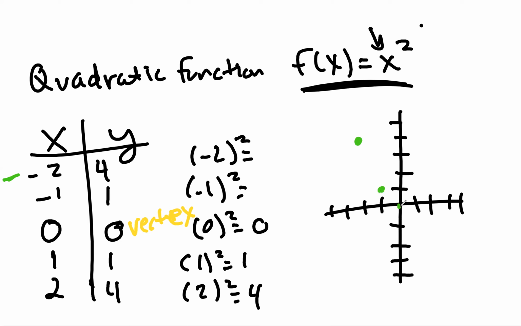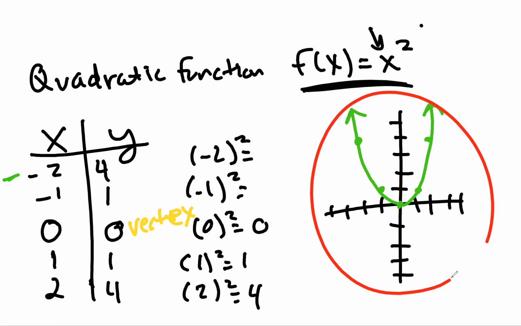And then, of course, my vertex, 0, 0. And then right 1, up 1. And then right 2, up 4. And so here is the most basic parabola of x squared. And this guy right here, this is the parent function. Here is what he actually looks like.